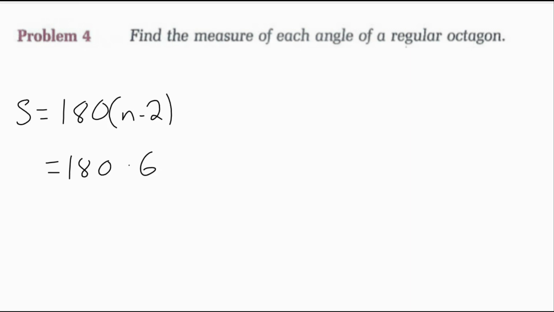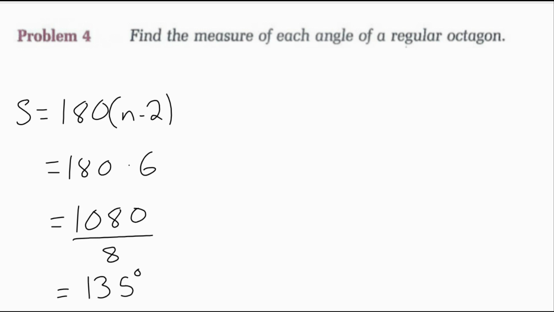So if I use my sum of all my angles, that theorem was the sum of all the angles is equal to 180 times n minus 2. So this is 180 times 6, because an octagon is 8 sides. 180 times 6 is 1080. 1080 I would then divide by 8 to find each angle measure, which would be 135 degrees.